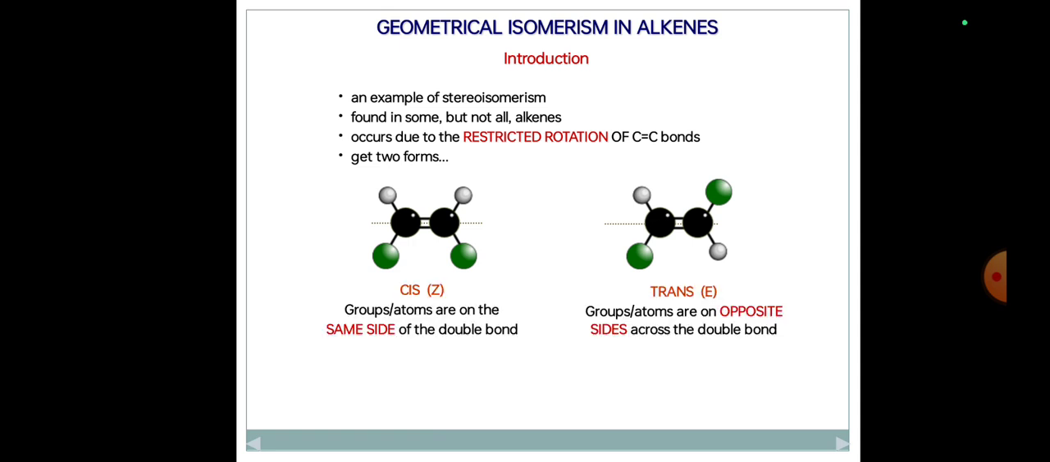In the cis or Z system of nomenclature, groups or atoms are on the same side of the double bond, whereas in the trans or E type of nomenclature, groups or atoms are on opposite sides across the double bond.